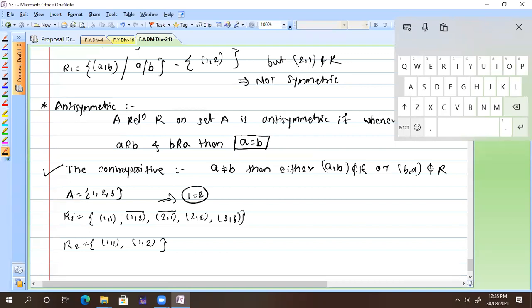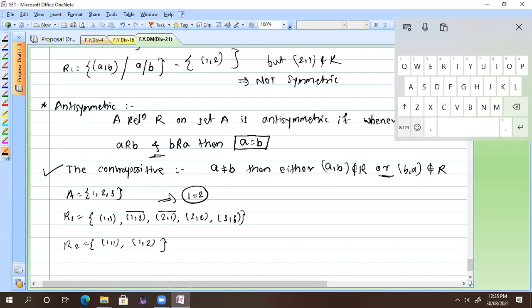That's why I have given the contrapositive statement also. If A is not equal to B, then either (A, B) is not a part of the relation, or (B, A) is not a part of the relation. In the first definition we have "and", in the second definition we have "or". So just think in that way. Tell me now.